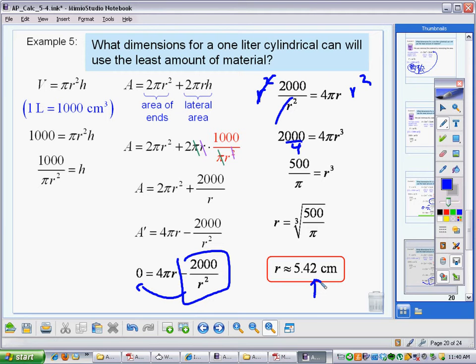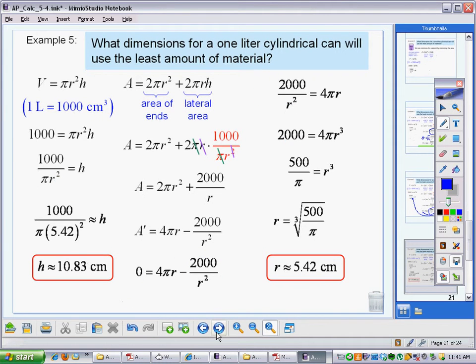What's the dimensions of the can? What does this stand for? The radius. How do I get a height? Put it back in. Plug it back in. That one right there. So there you go. You plug it back into that one.